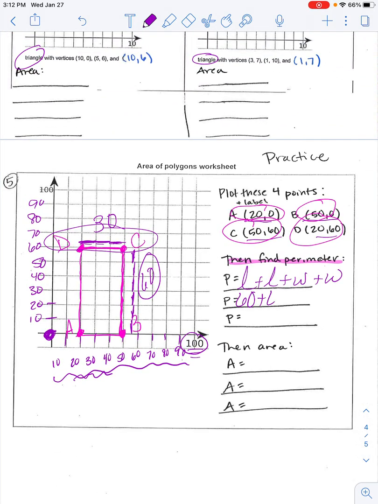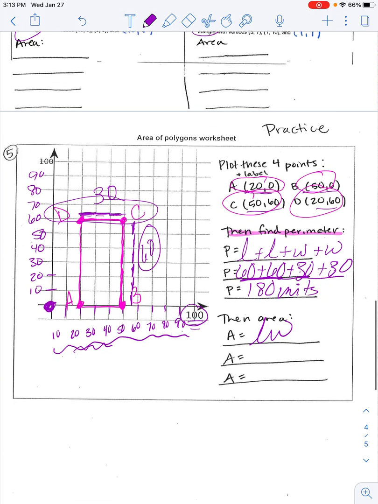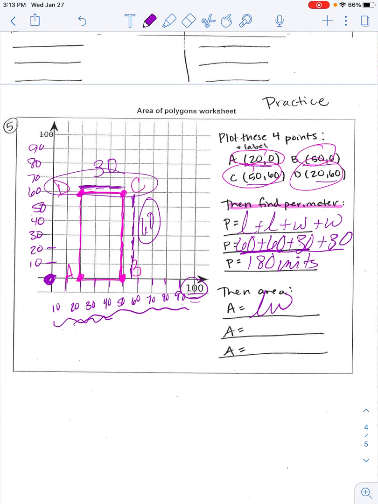So this is gonna be 60 plus 60 plus 30 plus 30. Okay, I know 60 and 60 is 120, 130, 140, 150, 160, 170, 180 units for the perimeter of this rectangle. Now, same thing with area, length times width. So we know the length and width, it's not 3 times 6, it's 30 times 60, okay, or 1,800.